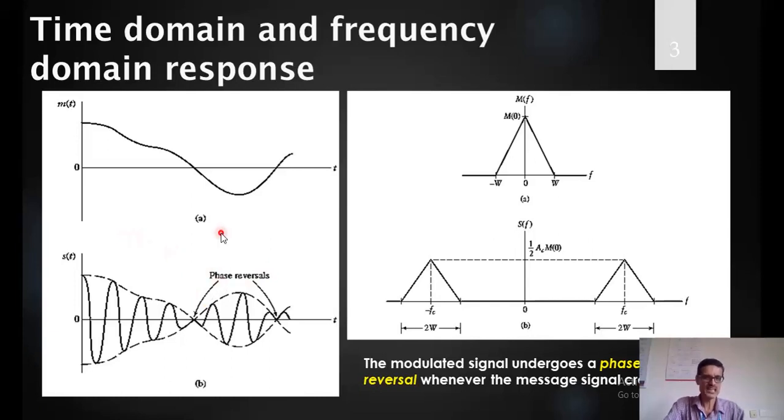In my case, I have not shown the original carrier, but when you compare with the original carrier signal, there will be a phase variation whenever it crosses 0. So at this point, if I compare the phase of this signal with the original carrier, it will be completely 180 degrees out of phase. This is the observation we can make in the double sideband suppressed carrier signal in the time domain.